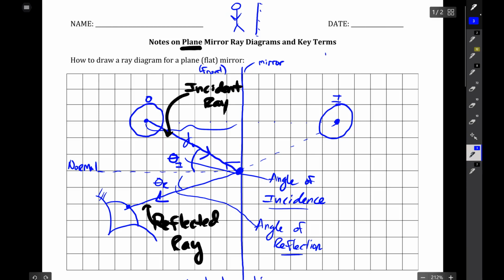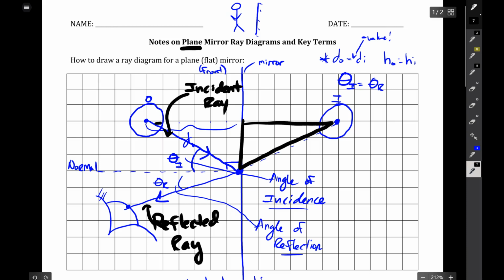Okay, so two key points here from our sketch. DO must always equal DI. It also means that the height of the object will equal the height of the image. But DI is negative, so always have a negative value. We form congruent triangles, so theta I must equal theta r, and remember this triangle here is congruent with this triangle here.